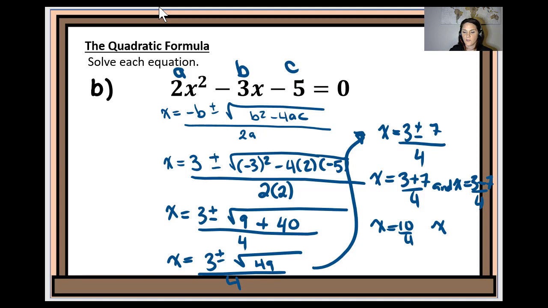So x is equal to 10 over 4, and x is equal to negative 4 over 4. So x is equal to 5 over 2, and x is equal to negative 1. So as a coordinate, we have 5 halves, comma 0, and negative 1, 0.